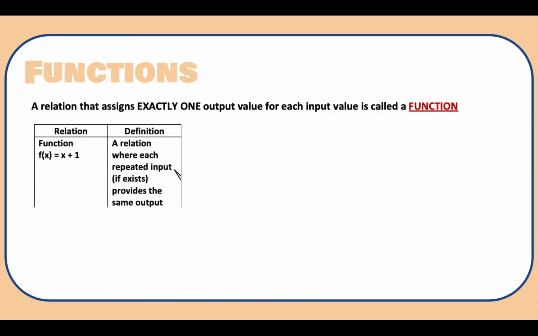Functions. So a function is a relation that assigns exactly one output value for each input value. What that really means is that for every x value, or input, we have one and only one, or exactly one, output. So for every x, we have exactly one y value.